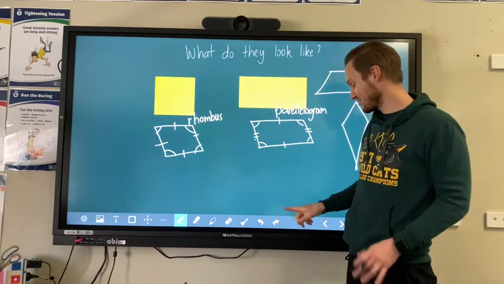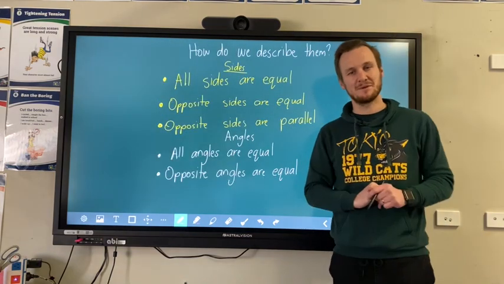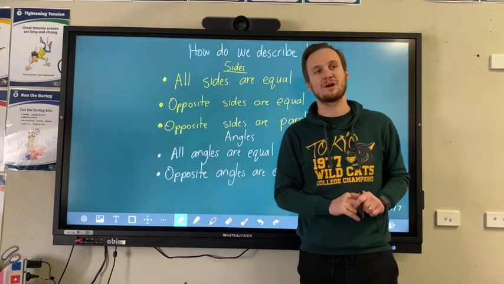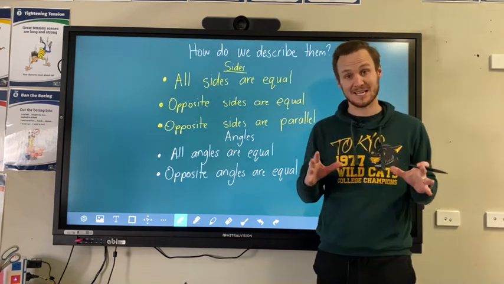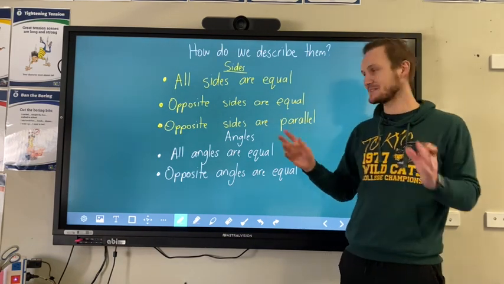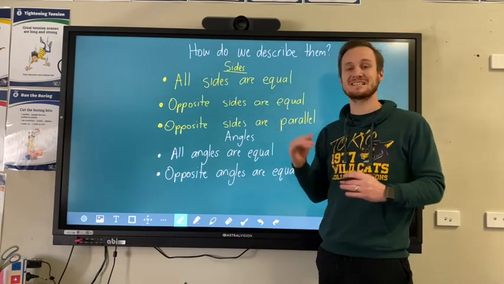Now, that's what they look like, so now we need to find out, how do we describe them? There are a lot of different ways we can describe them, but some of the words we're going to talk about are whether all the sides are equal, okay, or some of the sides. Are the opposite sides equal? Are the opposite sides parallel?